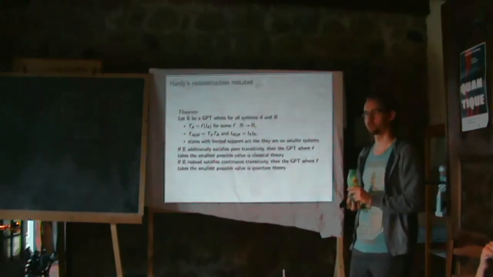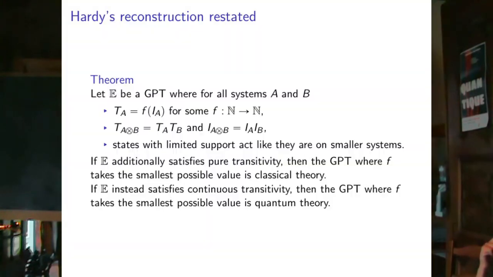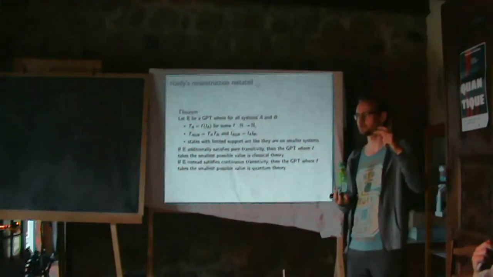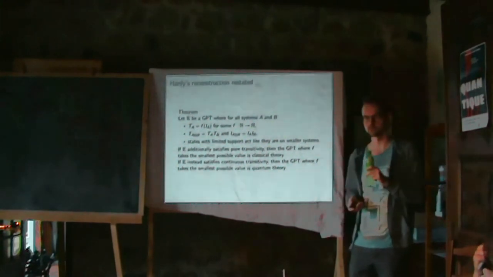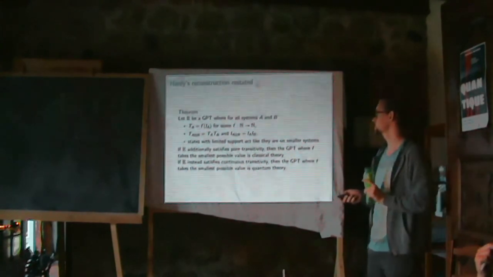Basically, how the proof works is it uses this filter axiom to reduce to systems which have informational dimension 2. Those are your qubit systems. Then he uses this continuous transitivity to argue that this thing must be maximally symmetric, so it's spherical. And then he uses local tomography to show that the only spheres which combine in a locally tomographic manner must be three-dimensional, and then you get a qubit. That's the idea of the proof. Yeah, that's the first reconstruction.